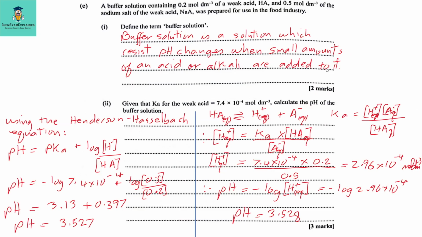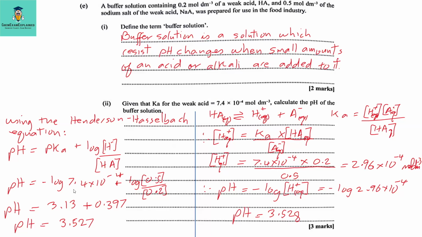E part 2. Given the Ka for the weak acid to be 7.4 × 10⁻⁴ mol per dm³, calculate the pH of the buffer solution. Now we can do it one of two ways. We can use the Henderson-Hasselbalch equation, where we know that pH is equal to pKa plus the log of the conjugate base concentration over the weak acid. So we can now plug in our values. Now pKa is equal to minus log Ka, and we have the Ka value here.